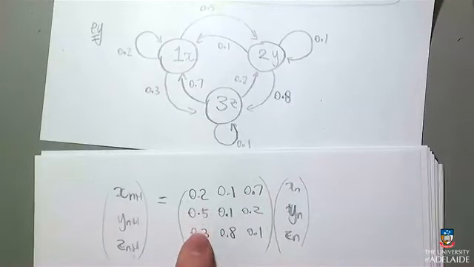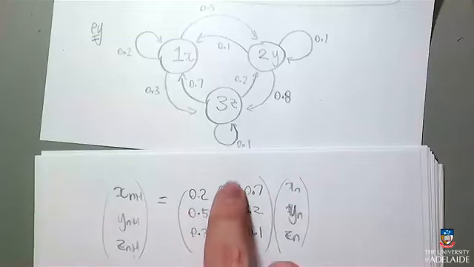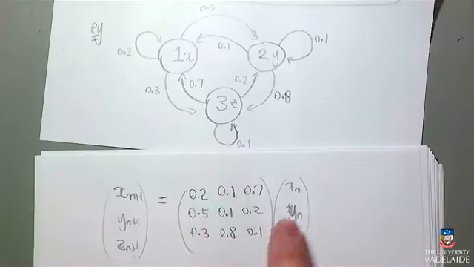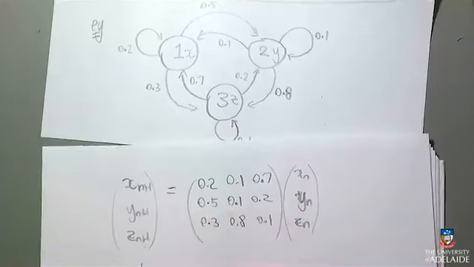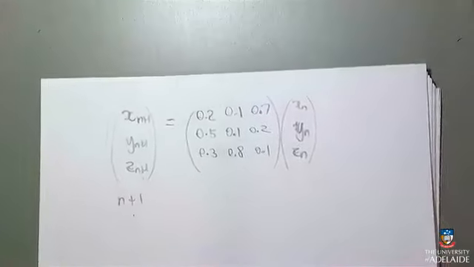0.2 plus 0.5 plus 0.3 is 1. 0.1 plus 0.1 plus 0.8 is 1. 0.7 plus 0.2 plus 0.1 is 1. Okay, so I've done my matrix correctly. The classic mistake is to end up with the rows adding up to 1, which means you've done it around the wrong way. The rows don't have to add to 1. For example, this row doesn't. It only adds to 0.8. All right, so that's making your matrix.